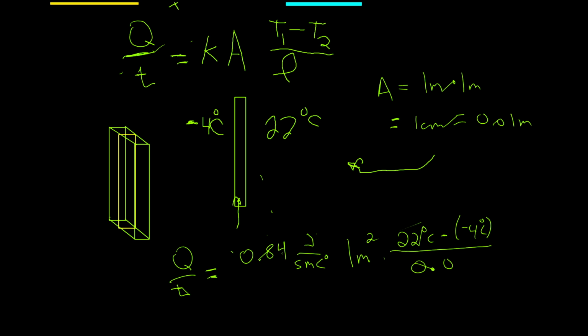All right, so we're doing an order of magnitude estimate on how many joules we're losing per unit time. So 0.84 times 22 minus 4, divided by 0.01. I get 2,181 joules per second that is going to bleed out through the glass.